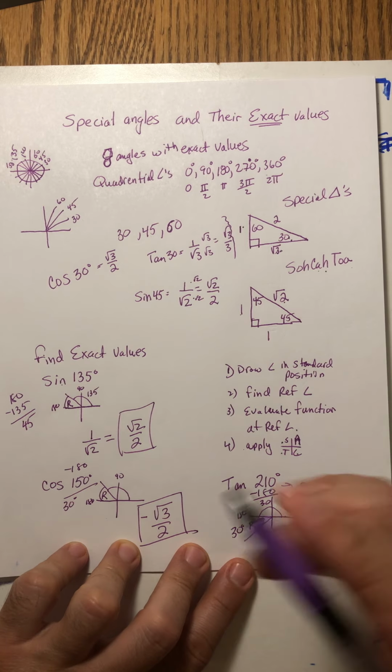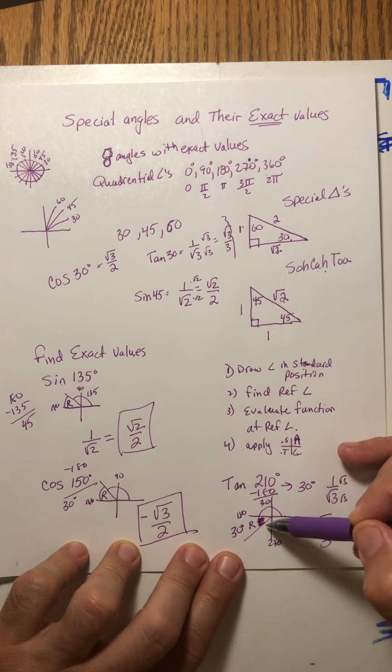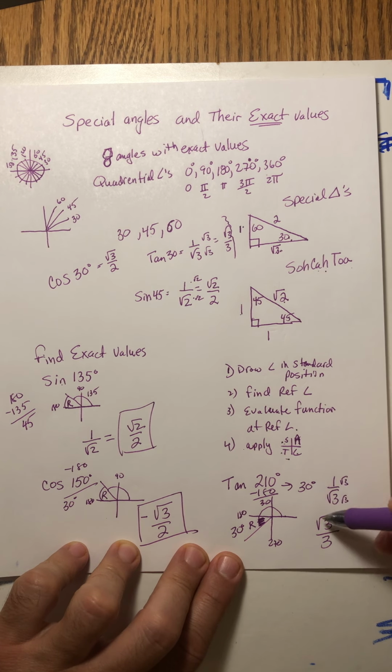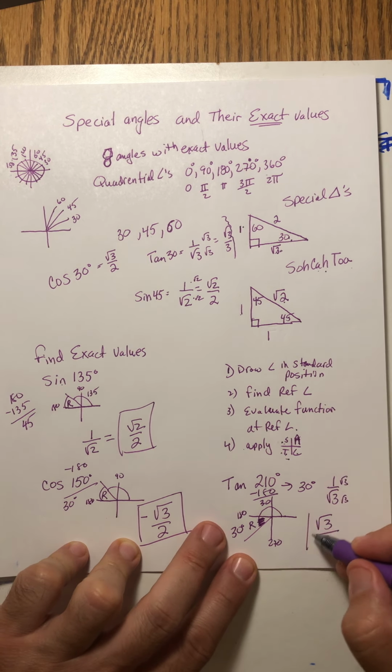Now, what do we know about tangent in quadrant 3? ASTC. We have to know if this answer is positive or negative. This is good. Knowing this is half the battle. Now we just have to say plus or minus. Well, tangent is positive down here, so we're done.